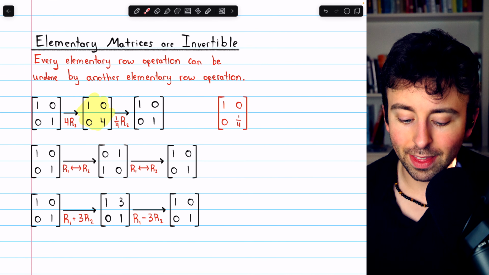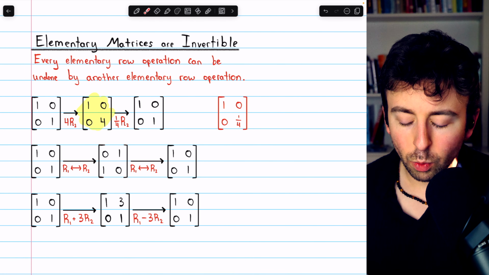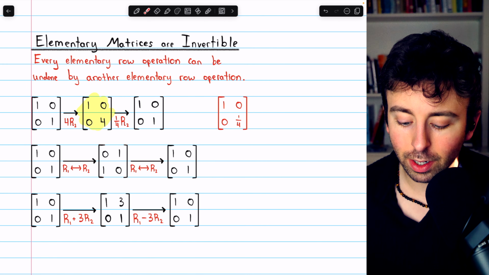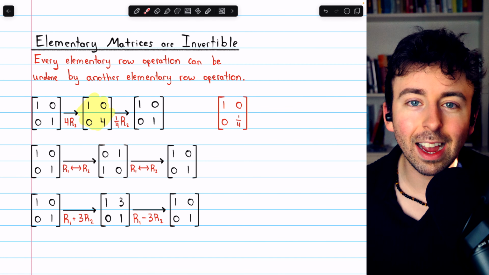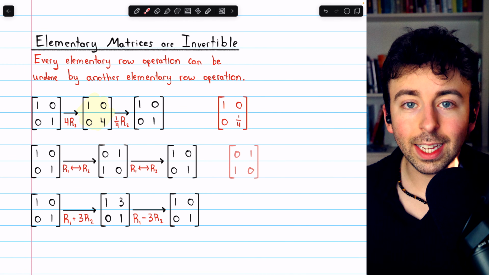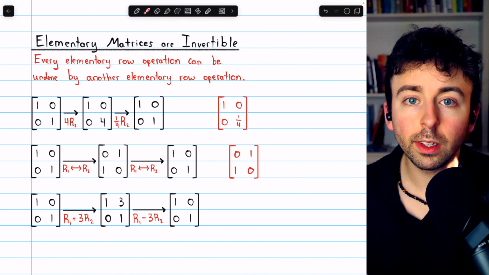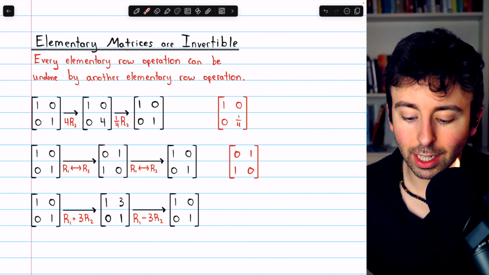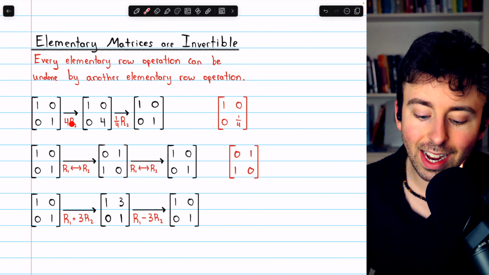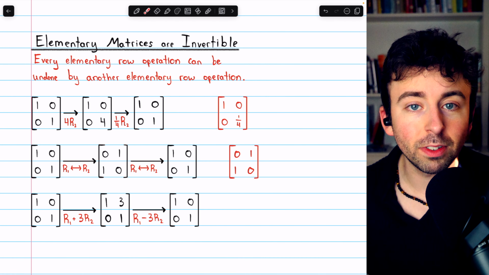Another example, in this 2 by 2 identity matrix, we could swap rows 1 and 2, producing this elementary matrix. We could swap rows 1 and 2 again to get back to the identity, so this elementary matrix is actually its own inverse. Again, the elementary row operation corresponds to an elementary matrix, but so too does the elementary row operation which undoes it, and so elementary matrices are invertible.